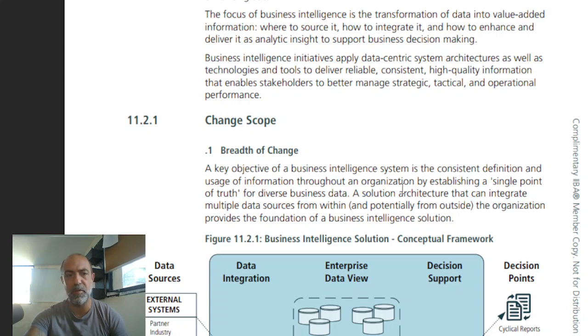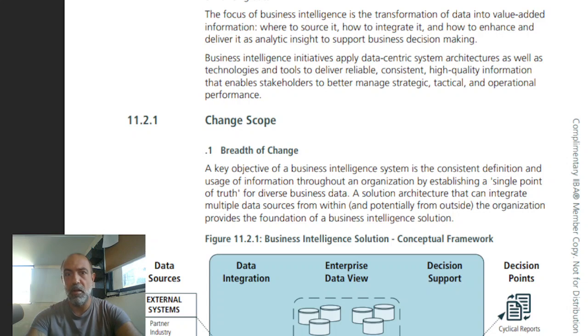I feel like they're saying the same thing they always do. You get data and you systematize the data, or you create an architecture around the data, and you apply technologies and tools in order to deliver reliable, consistent, high-quality information. And that information is used by stakeholders to better manage strategic, tactical operations and performance. Isn't that it? Right?